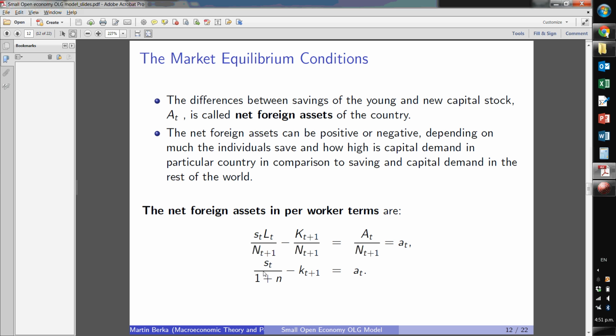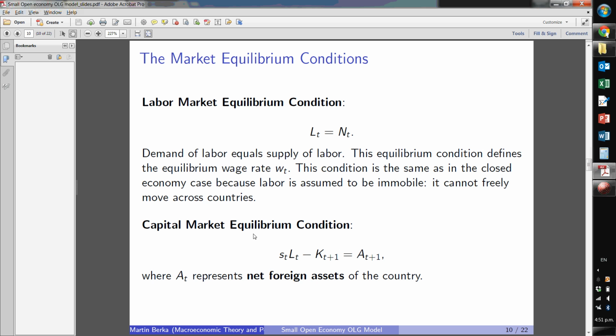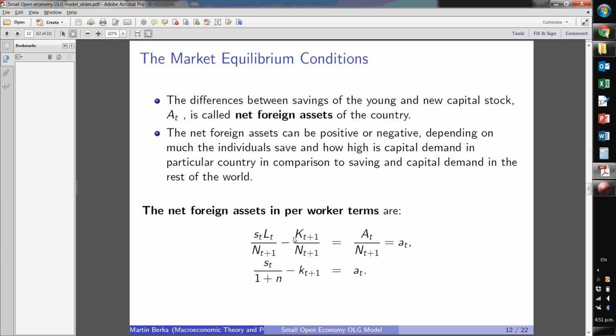Right. So we have this 1 over 1 plus lowercase n on the left hand side as a ratio, and that's simply because in period t, capital L equals capital N t, and so N t over N t plus 1 is just equal to 1 over 1 plus n. So that's the condition for net foreign asset accumulation, but in per capita terms or per worker terms. So it's the same thing as what we have here, except it's per capita.